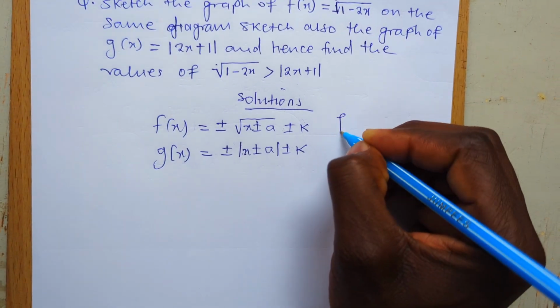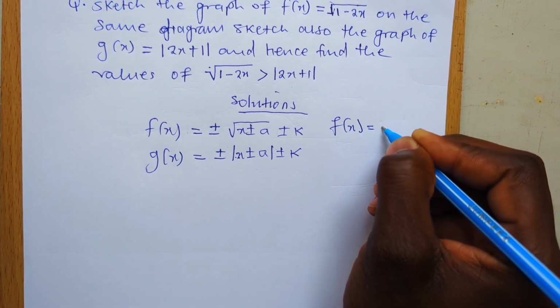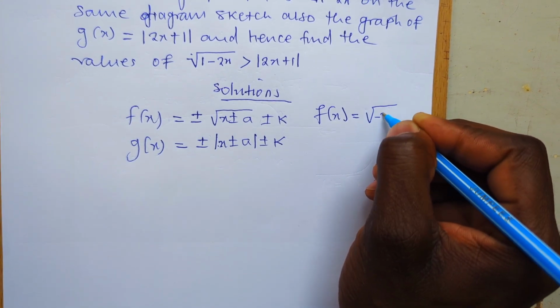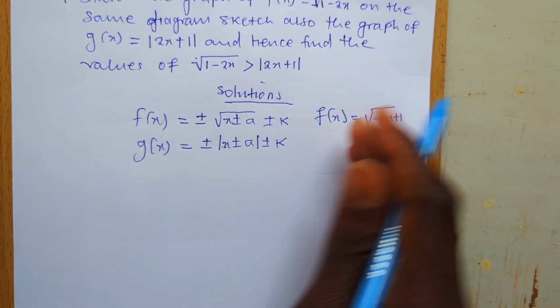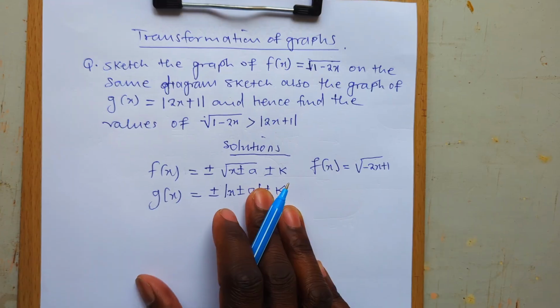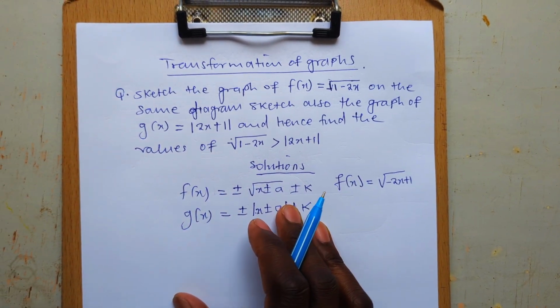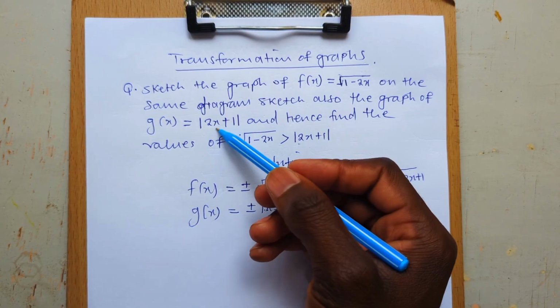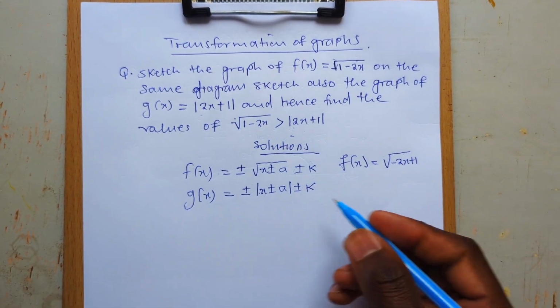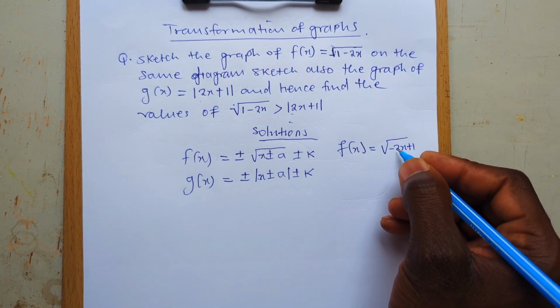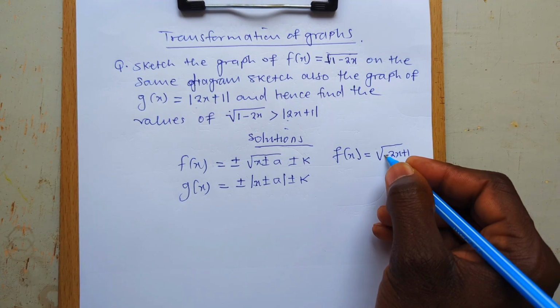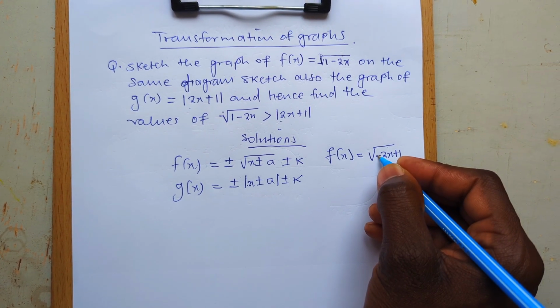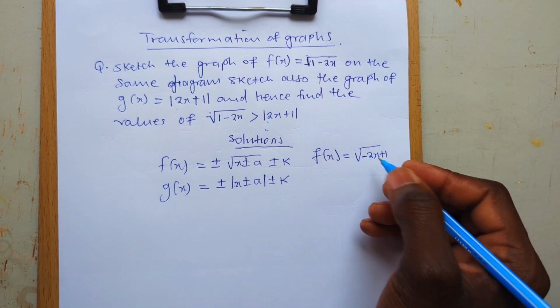it will be f of x is equal to the square root of negative 2x plus 1. That has to be the best way of writing that same problem. If you come to the other one, this one is already in a good way. So if you check properly, this is having a negative on the part of x, meaning that we expect to have a reflection for that same graph.